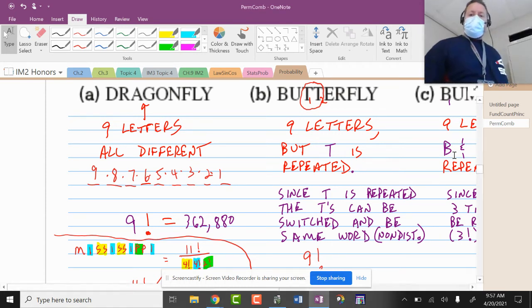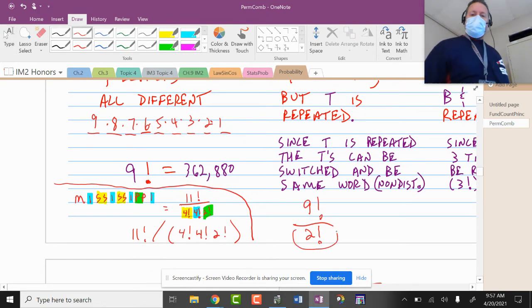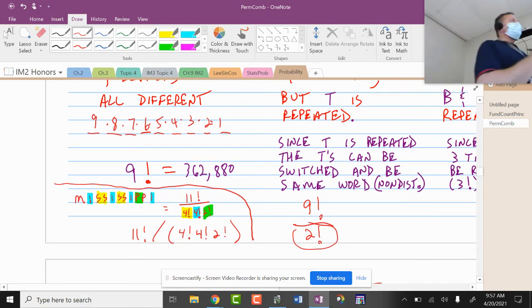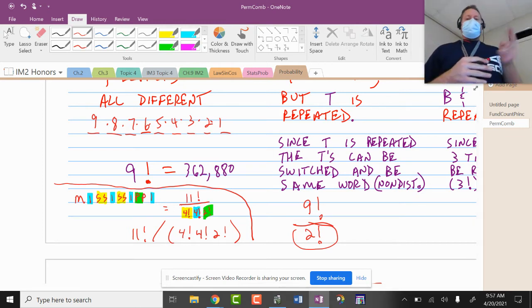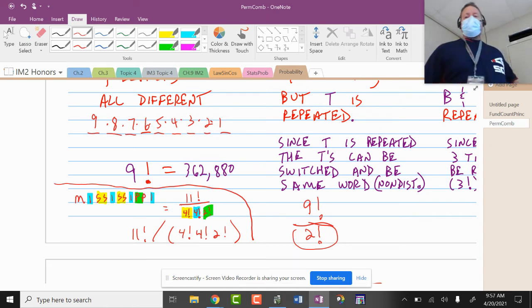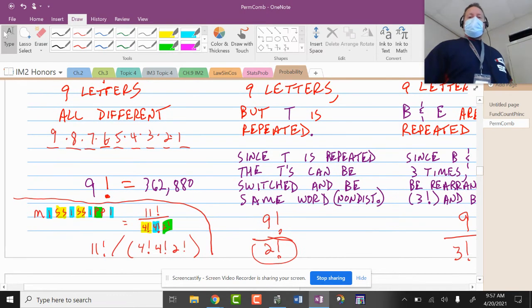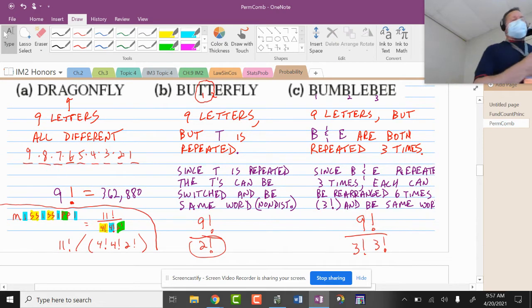So what ends up happening with this is you have to account for those repeated scenarios and divide, because every word that I write, I switch the T's, and that's a repeat of the same word. So I have to divide those repeats out because that doesn't count as a different arrangement of letters. You wouldn't recognize it.